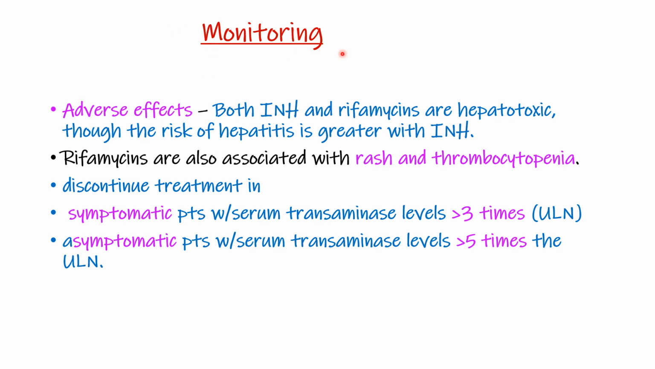So monitoring of these drugs, we have isoniazid and rifampicin. Both of these drugs are hepatotoxic. However, note that isoniazid has a higher risk of hepatitis compared to rifampicin. Rifampicin is associated with rash and thrombocytopenia, as I mentioned, which is normally immune mediated. To discontinue these drugs because of hepatitis, it is when the patient is symptomatic and has serum transaminases, that is ALT and AST, greater than 3 times the upper limit, or they are asymptomatic with AST and ALT elevated to 5 times the upper limit.